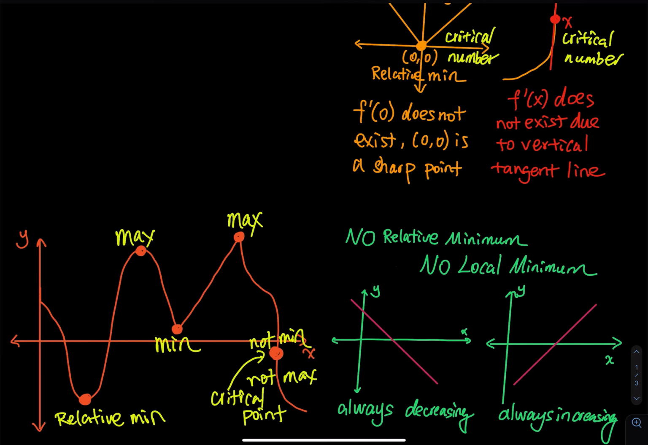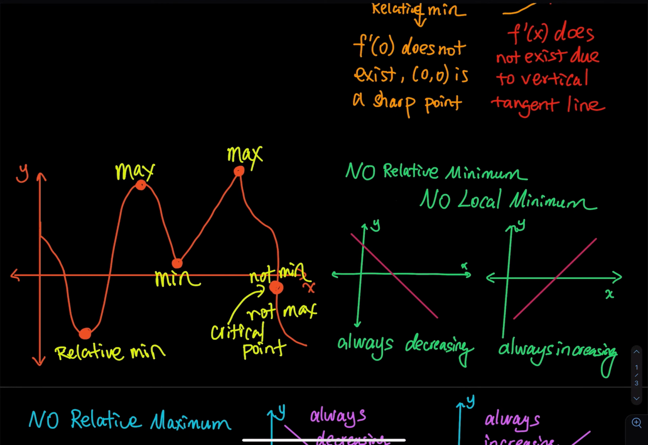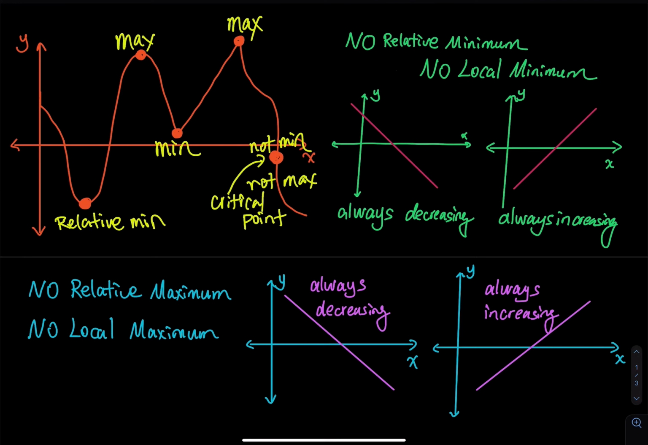So let's go back to the what if. Can we have a graph that has no min and no max? The answer is absolutely yes. If you take a look at these four pictures, this one is always decreasing, this one is always increasing. As a result, there is no relative minimum, or some textbooks call this no local minimum. And for the rest of the graphs, this is always decreasing, this is always increasing, and there is no relative, or no local, maximum.